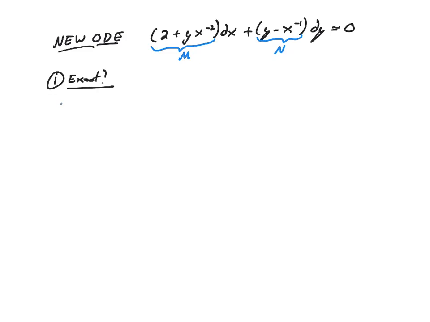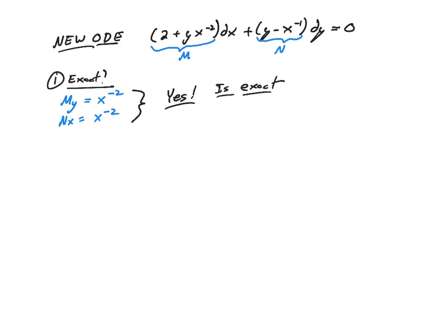So if I take the partial derivative of m with respect to y, that's going to give me just x to the negative 2. And if I take the derivative of n with respect to x, I get x to the negative 2. And yes, oh, that feels so good. Yes, this is now exact. So this is exact now.